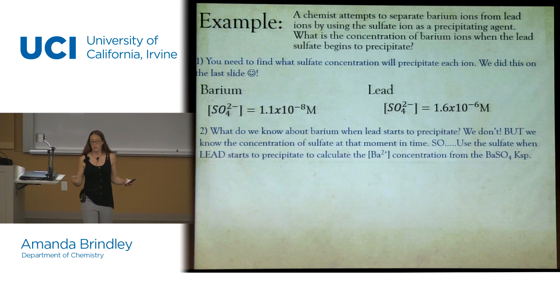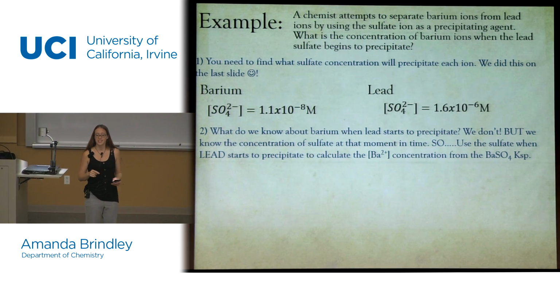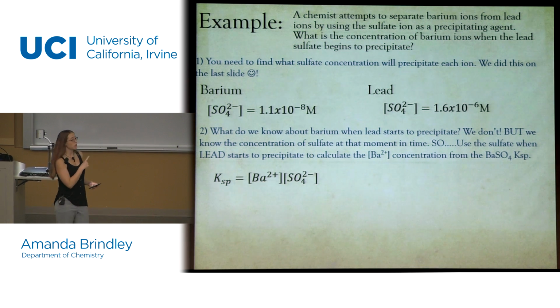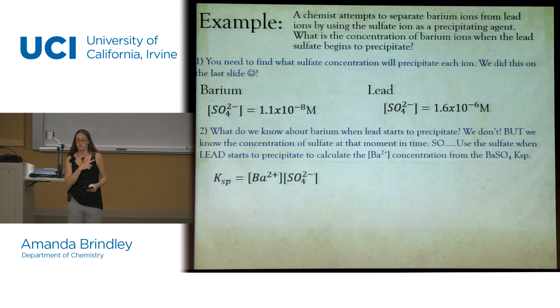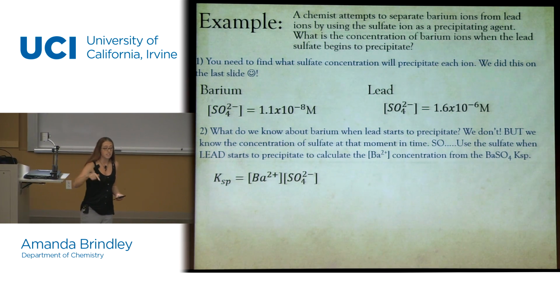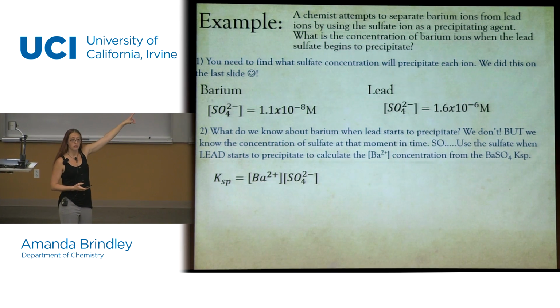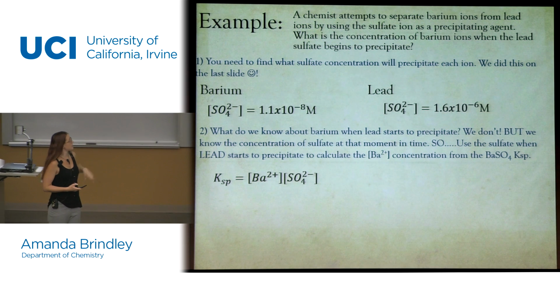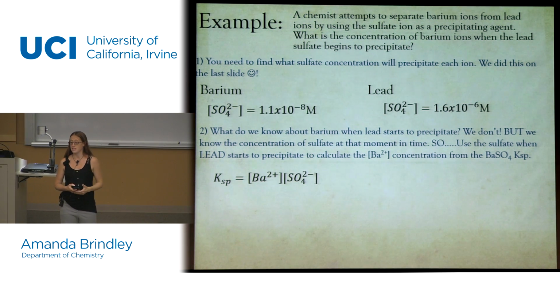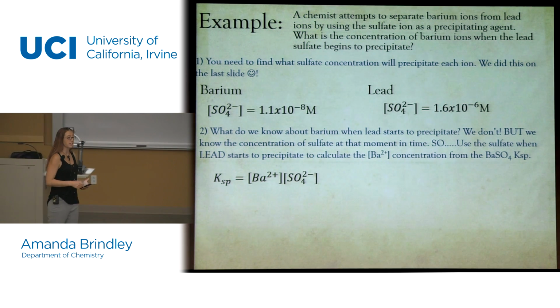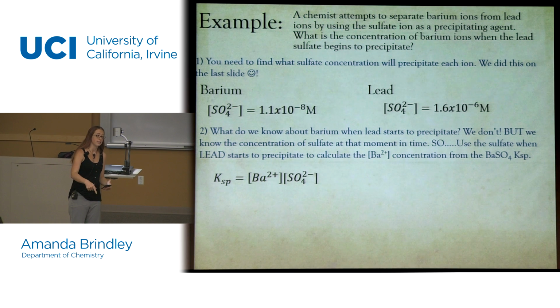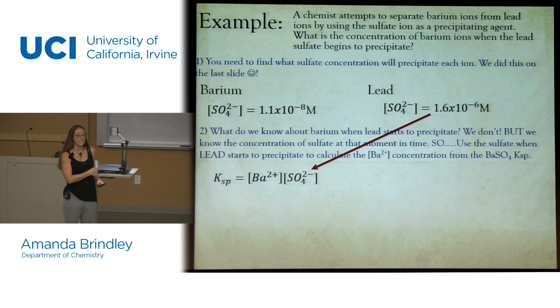And honestly, we don't know anything about the barium, right? But what we do know is we know what the KSP equation for barium is. And when the lead starts to precipitate, we know what the sulfate concentration is too. Why? Well, because we figured that on the last slide. We know that it's 1.6 times 10 to the negative 6. That's the amount of sulfate that's going to precipitate out lead. So what we do is we fill that into the barium.